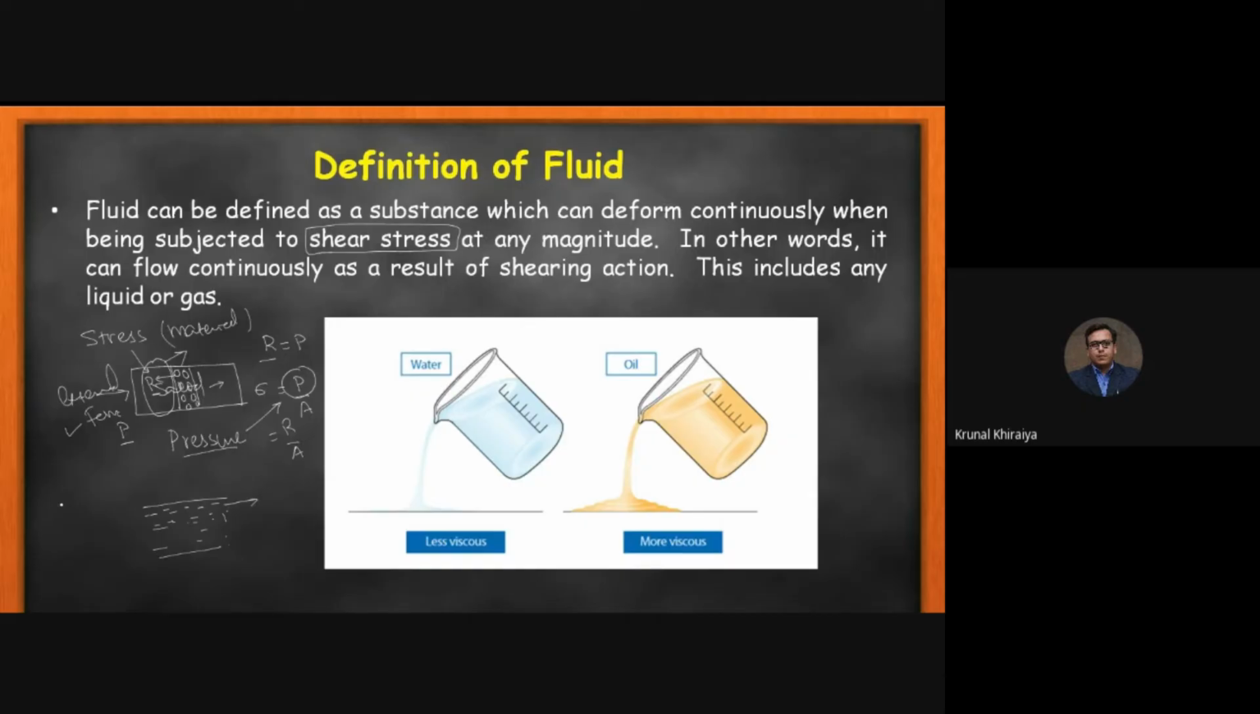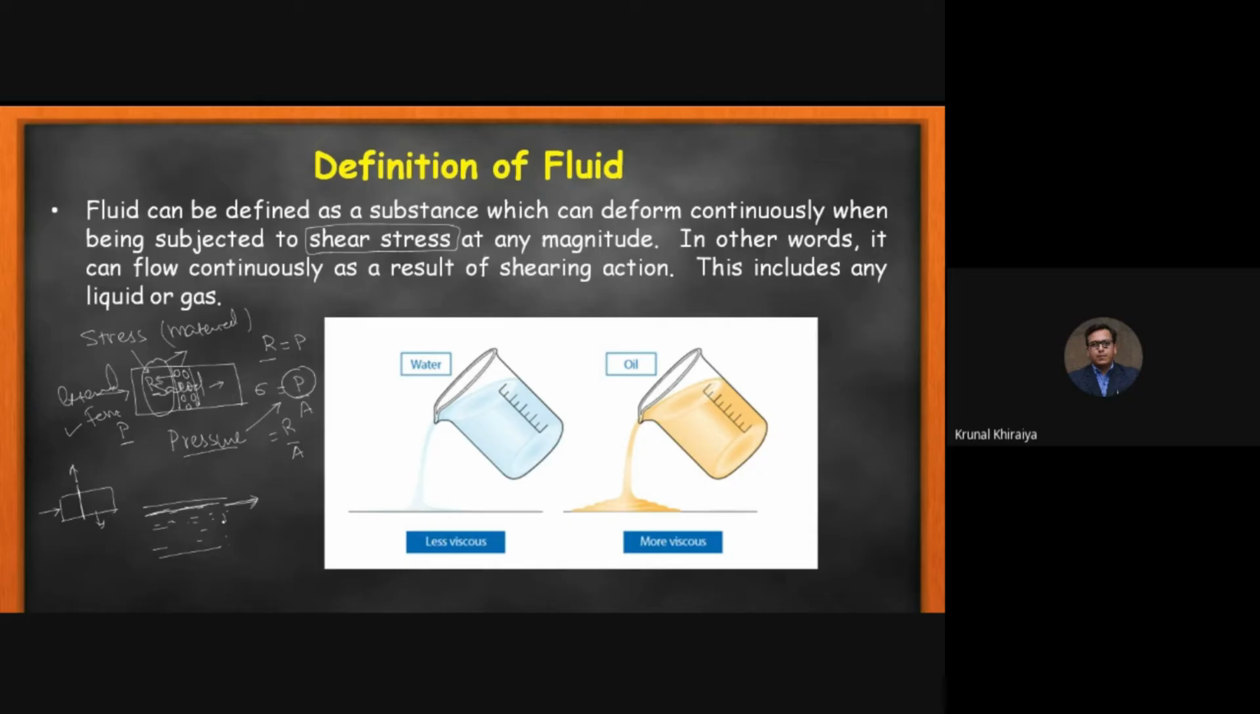Shear means, suppose this is an object, and if you apply a force over here perpendicular to the cross-section, that is called direct stress, either compressive or tensile. But when the force is parallel to the cross-sectional area, it is called shear stress. So see here, it is the cross-sectional area, and your force is also parallel, in line with this cross-sectional area. This is called shear stress.